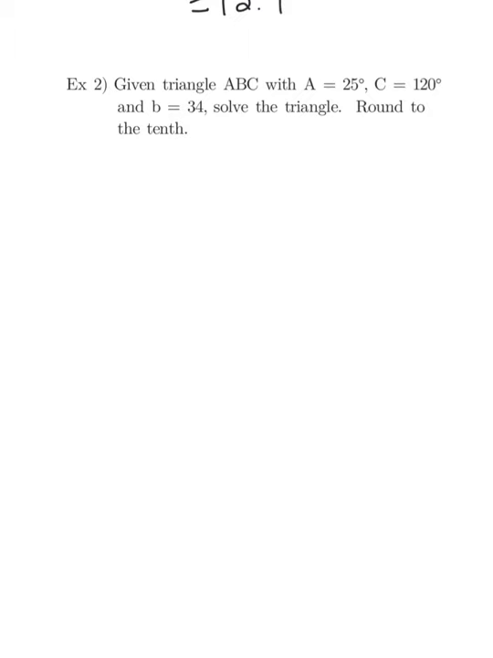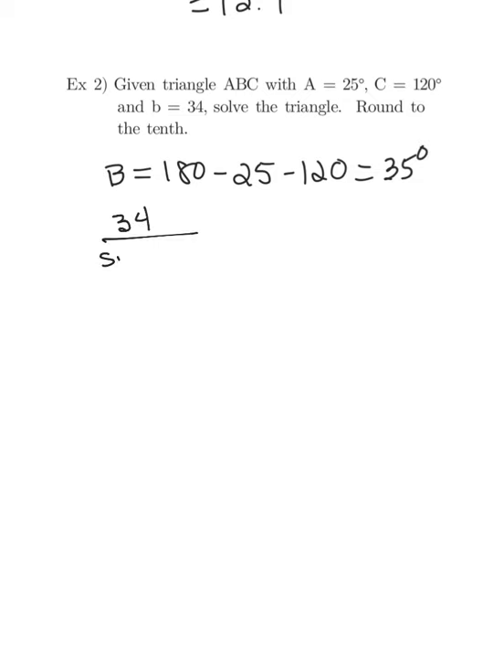And that's the first thing that we must do because we need the pair of side and angle that go together. So to find angle B, we're going to take 180 minus 25 minus 120, and we get an angle B of 35 degrees. Now we need to find our two missing sides, and again, I'm just going to go alphabetically. So starting out with the ratio we know, we're going to put the side B, 34, over the sine of angle B, which we just said is 35 degrees.